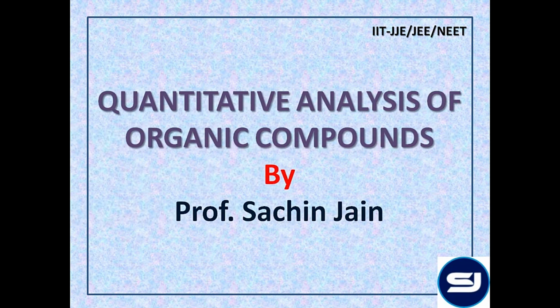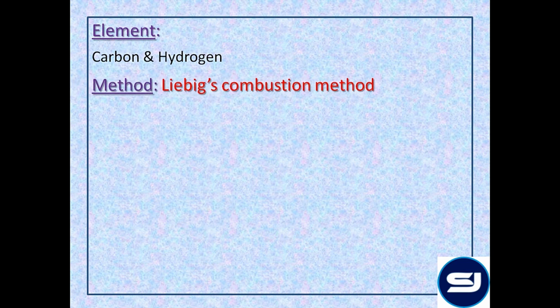In quantitative analysis, we need to remember the method, its apparatus and working, and the corresponding formula to determine the percentage of that element present in the organic sample. So on that note, let's start with quantitative analysis of organic compounds. In quantitative analysis, we determine carbon and hydrogen together, and the method to determine them is Liebig's combustion method.